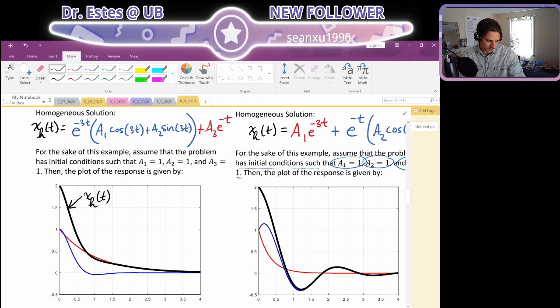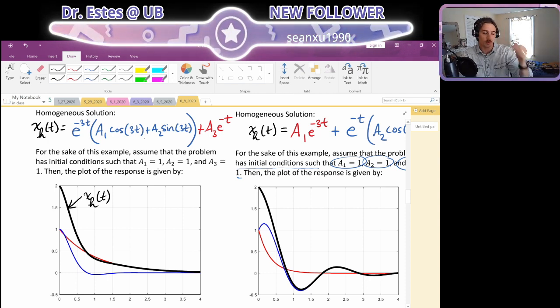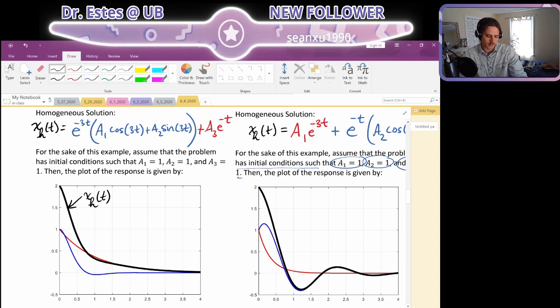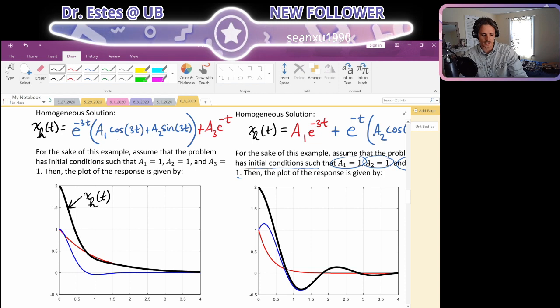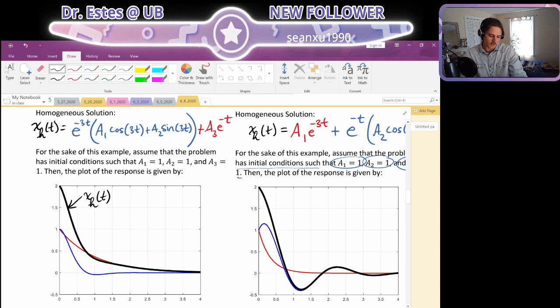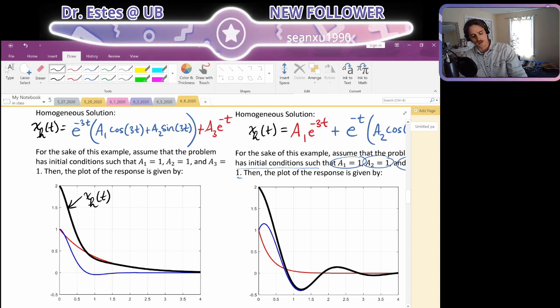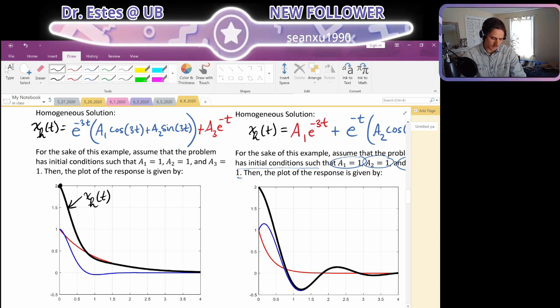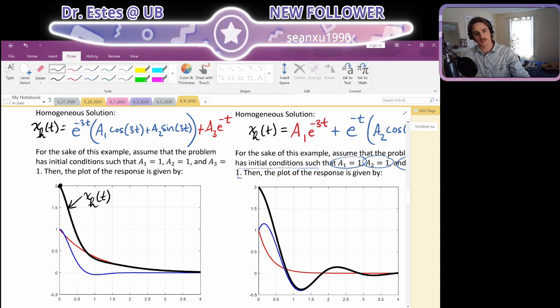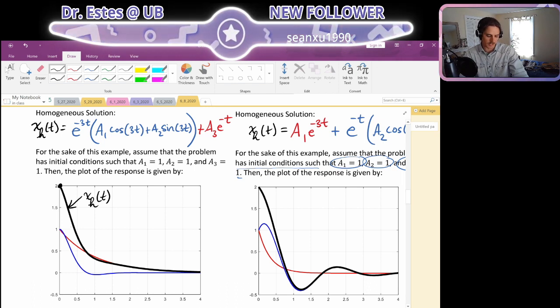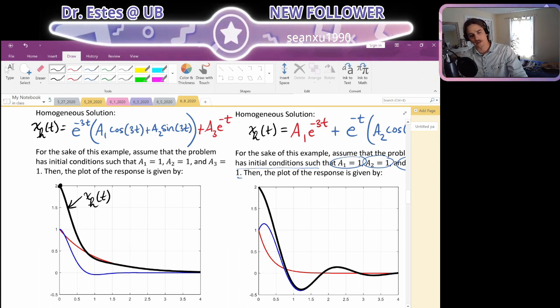Let's see. A3 is equal to 1. So the red starts at 1, right? The blue, A1 and A2 are both equal to 1, but at time equals 0, which is over here at the left, the sine will be equal to 0, so we're just left with the cosine term, which is 1. So both the blue and the red parts start at 1, but the overall homogeneous solution is the summation of the two, and that's why the overall homogeneous solution starts up at 2, because it's the addition. So this black line at every point is the result of adding up the blue and red lines at every single time.